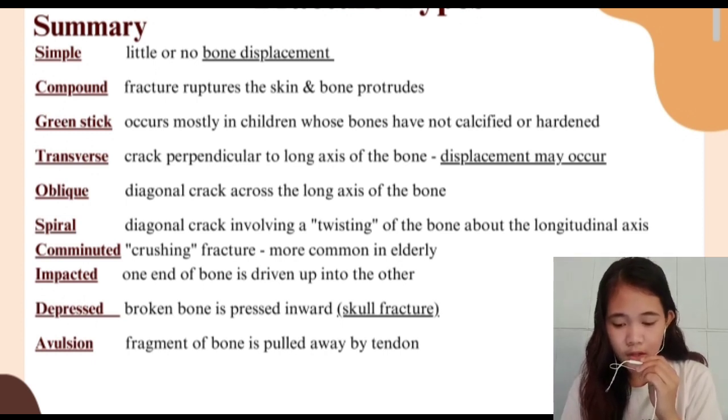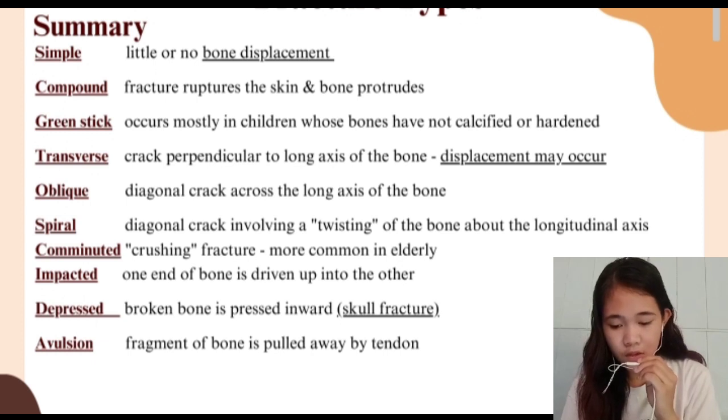Transverse fracture, a crack perpendicular to the long axis of the bone. Displacement may occur. Oblique fracture is a diagonal crack across the long axis of the bone. Spiral fracture is a diagonal crack involving a twisting of the bone about the longitudinal axis.